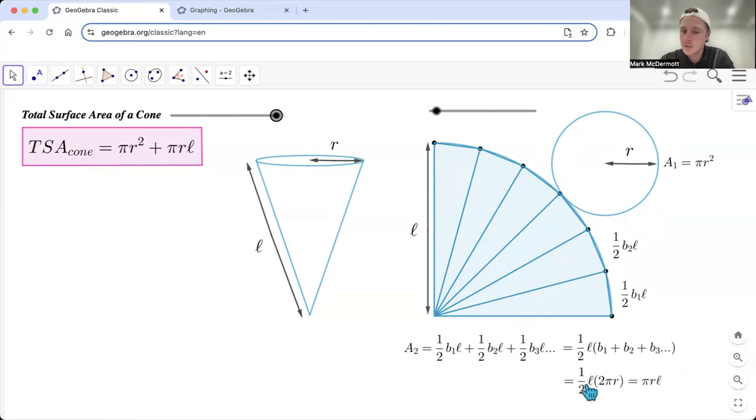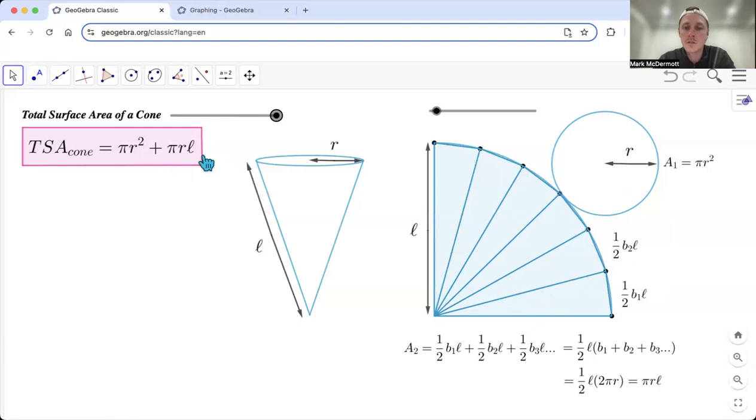So we actually get this, which is a really cool result. We get a half multiplied by L multiplied by 2 pi r. The half and the 2 cancel out, so you're left with pi r L as the lateral surface area of this cone. And then for our answer, we add A1 to A2. So we get pi r squared plus pi r L as the total surface area of our cone.